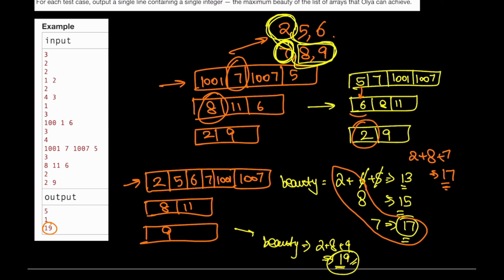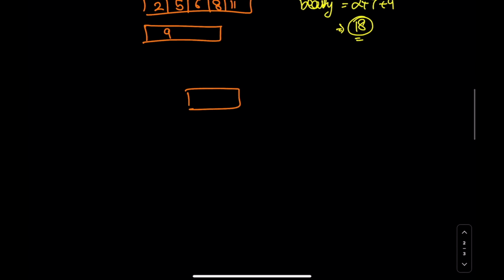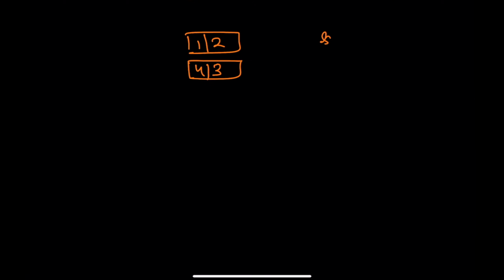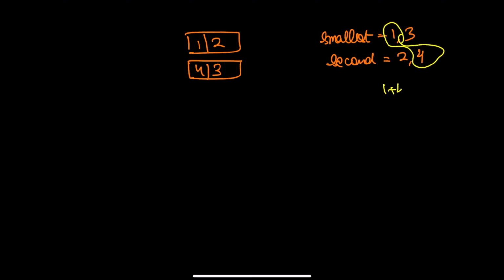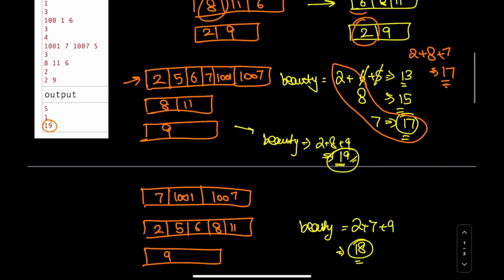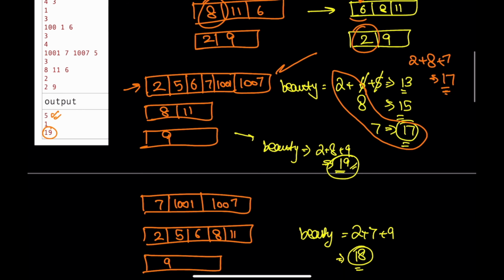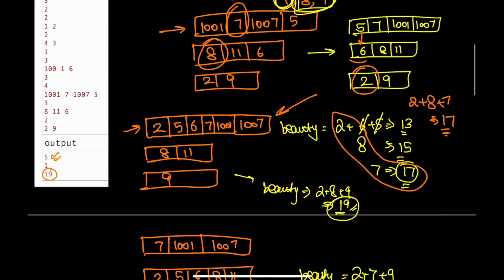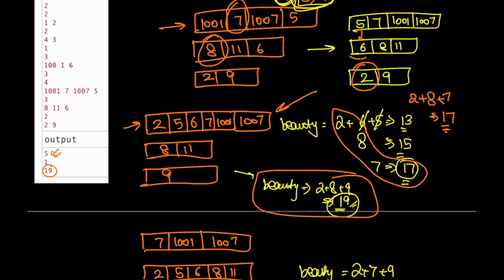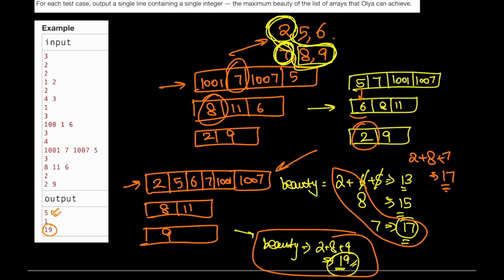Let's take the first test case for example also. First would be 1, 2 and the second array is 4, 3. So the smallest elements are 1, 3. The second smallest are 2, 4. So our answer would be 1 and 4. It's 1 plus 4, that is 5. Right? That's the answer that is given. So this was just an implementation problem. You'll have to dry run the test case to find this out. We'll have to take all the smallest elements in one array and then we'll have to take the minimum.